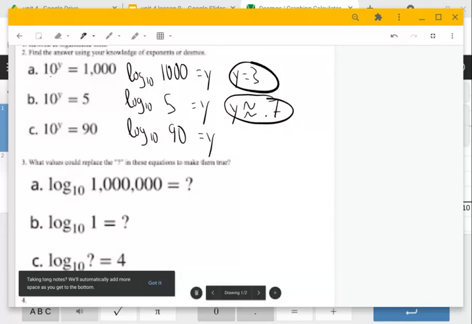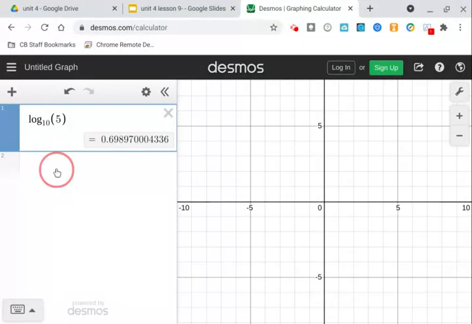Okay, C, we should be able to estimate first before going to Desmos. So 10 to the power of what equals 90? I know that 10 to the first is 10. And I know that 10 squared is 100. And 90 is obviously between 10 and 100. So the answer has to be between 1 and 2. So let's see what the answer is when we go to Desmos.